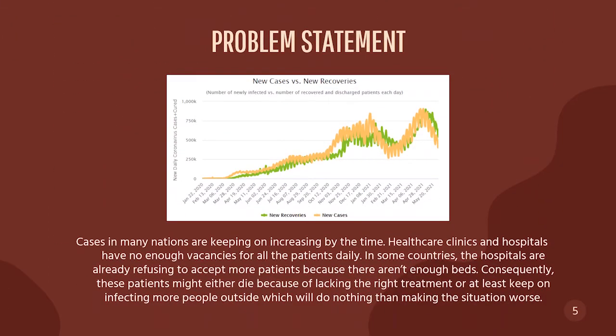The problem currently is that the new daily cases in many nations keep increasing over time. Hospitals are already refusing patients because they do not have enough vacancies for all the patients daily. Consequently, these patients might either die because of lacking the right treatment or at least keep on infecting more people outside, which will do nothing but make the situation worse.